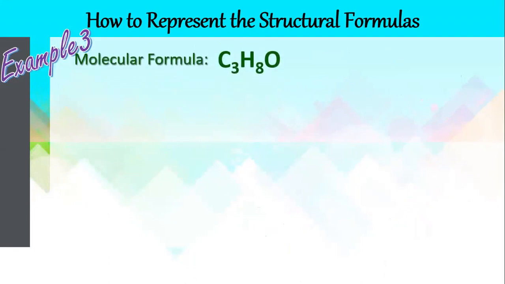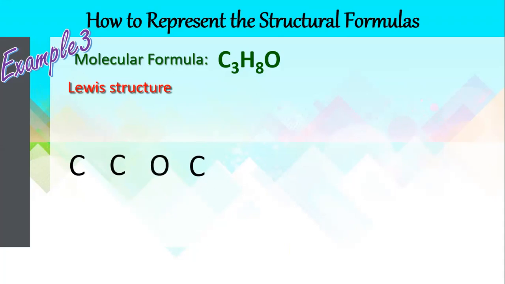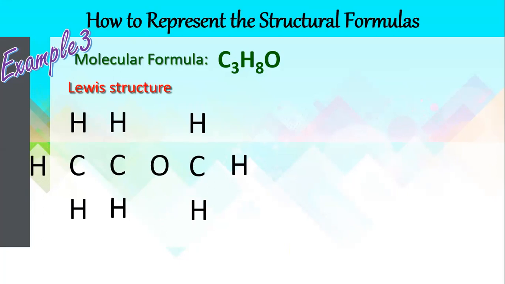Our next example is C3H8O, and the chemical name is propranolol. This is actually a medicine used to treat high blood pressure, or taken by some people who have stage fright, so they won't be nervous or their voice would not be shaking. Anyhow, we have the Lewis structure. We have three carbon atoms and one oxygen atom, and then eight hydrogen atoms connected with bonds.